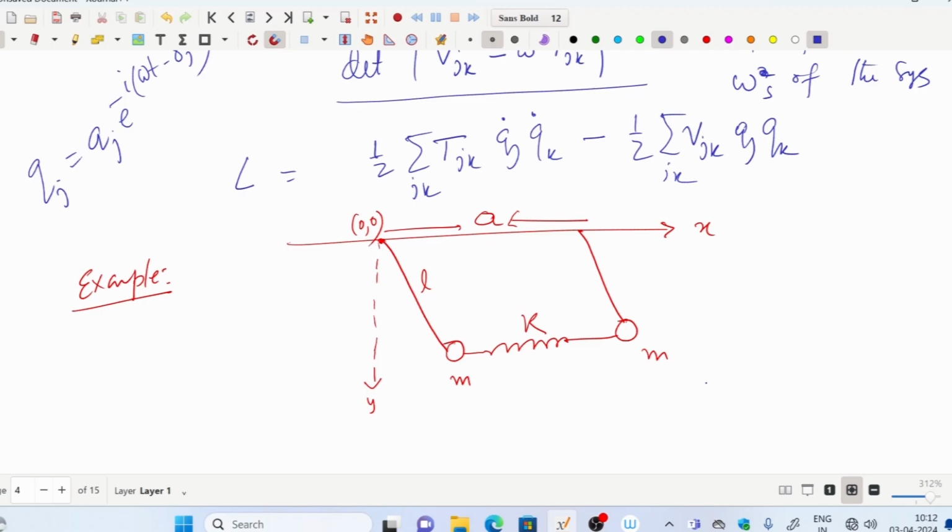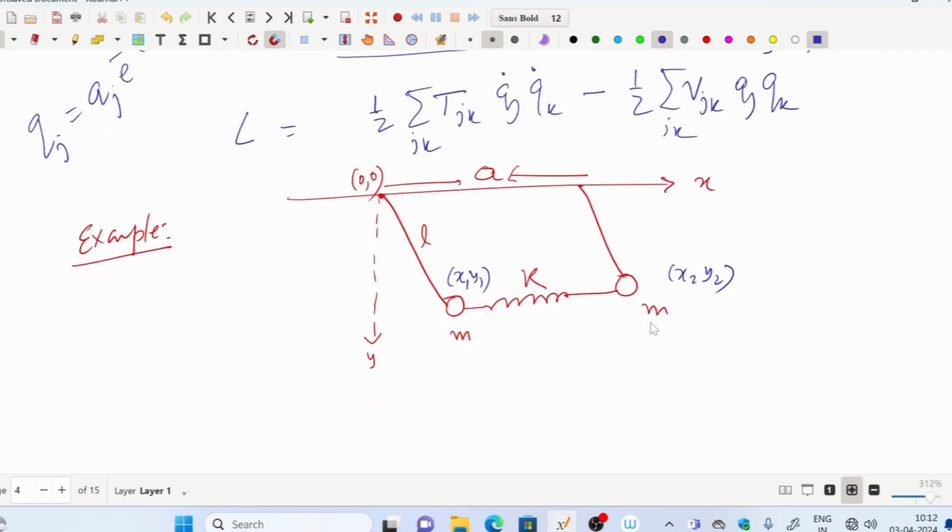So this is the system, and we will try to find the frequency of small oscillation of this coupled system. Let us first construct the Lagrangian of the system, and for that purpose we write the coordinates of this as x1 y1 and the coordinates of this as x2 y2. As you know, we have to find the Lagrangian, so we have to find the kinetic energy and potential energy.